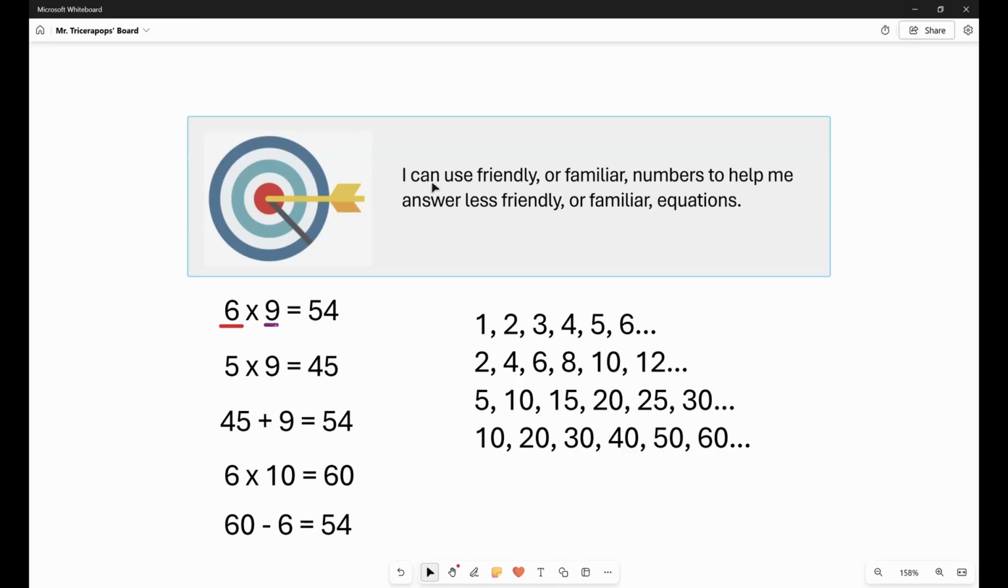That is how we use friendly or familiar numbers or equations to help us solve for less familiar numbers and equations, right? Because I get it. Sixes and nines, it's not as familiar. It's not as friendly. It doesn't work as cleanly in our heads, right? We have to do a little extra work to solve for these types of problems. So what you might need to do is find a friendly number close by. If I'm at a 6, if I'm at this 9, I might be able to find a 5. I might be able to go up to a 10, right? Look for those nearby friendly equations that can help you solve.